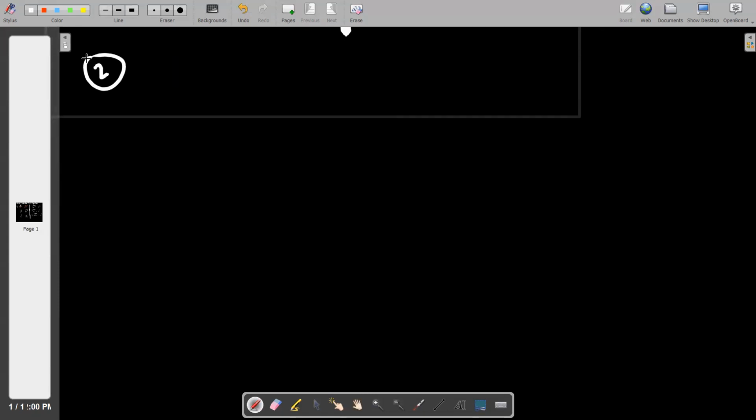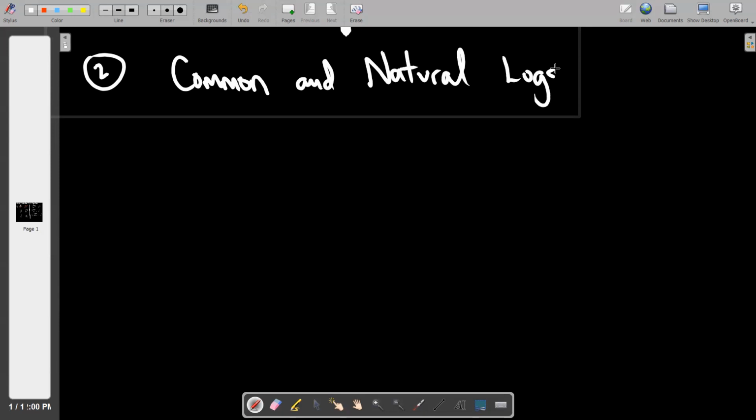In the second section, we're being introduced to two new types of logarithms. They are called common and natural logarithms. They're the two most frequently used types of logarithms in math, and I'll try to explain why that is. It may not be the best explanation. But first off, let's talk about this word common. The common log is any log that has a base of 10.